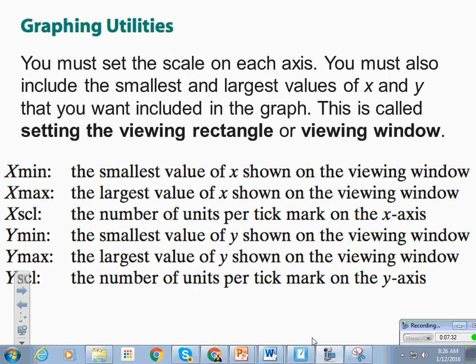All right, so if you're completely messed up on your window, you can go to your Zoom and either Zoom fit, you can create a Zoom box where you draw a box over the area you want to zoom in on, or I like to Zoom standard, which takes everything back to negative 10, positive 10, counting by ones, and centers your graph again.